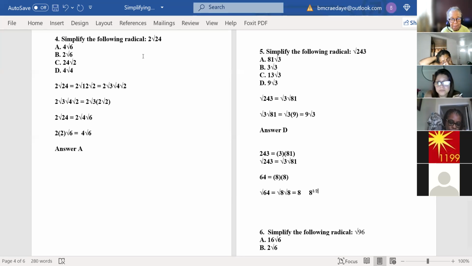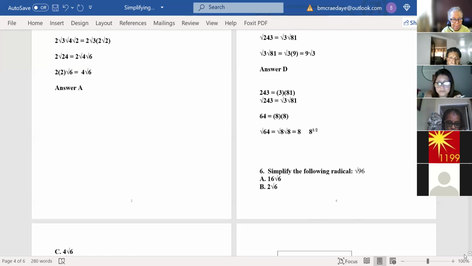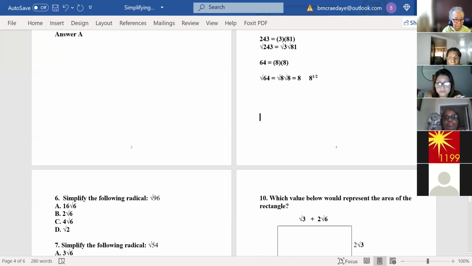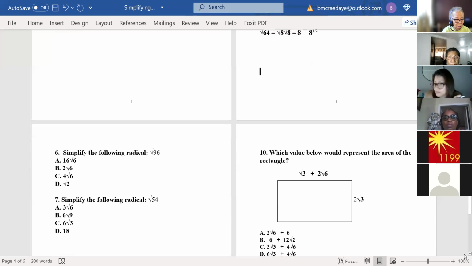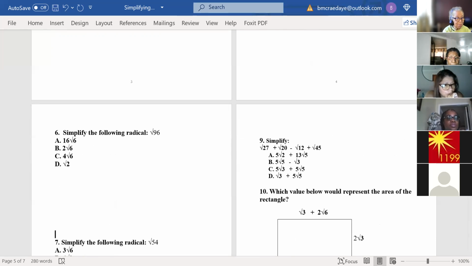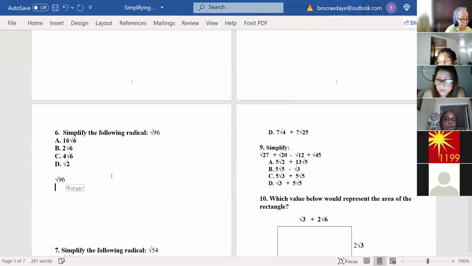Questions? Okay. Number 6. Please write the following radical. Number 6, Vanessa. What would you use for your factors for number 6? The first thing you do is look for a perfect square root of your factors. Now you're taking the square root of 96 and you factor that into two factors, one of which has a perfect square root. What would you use, Vanessa?